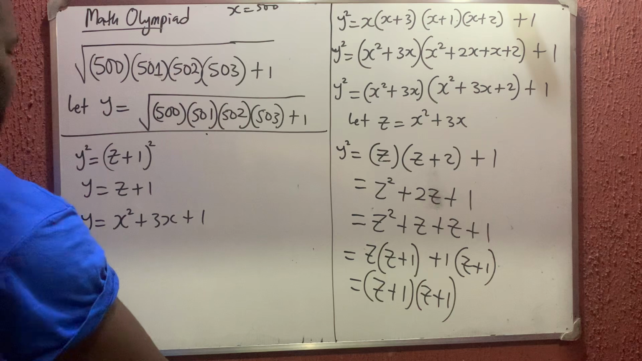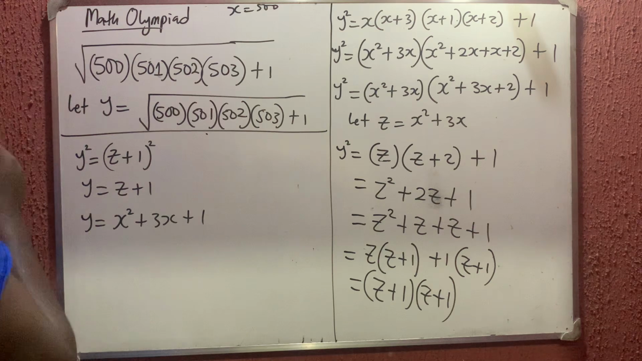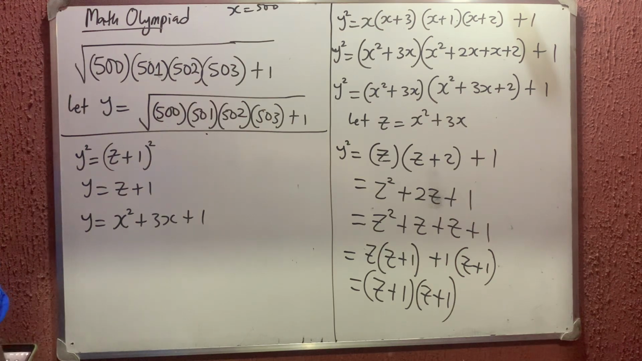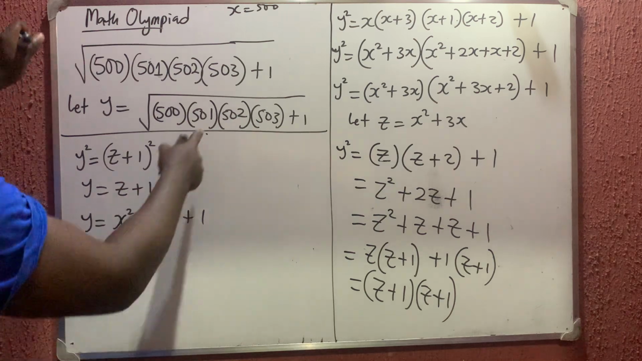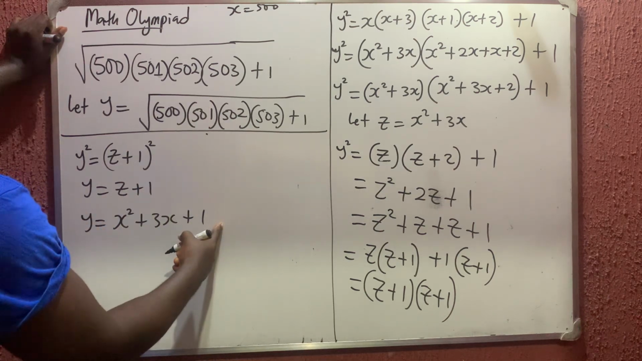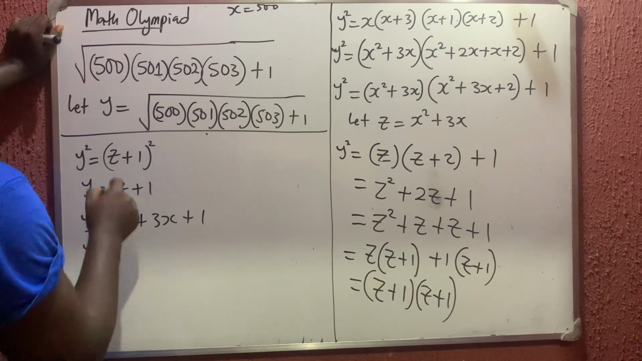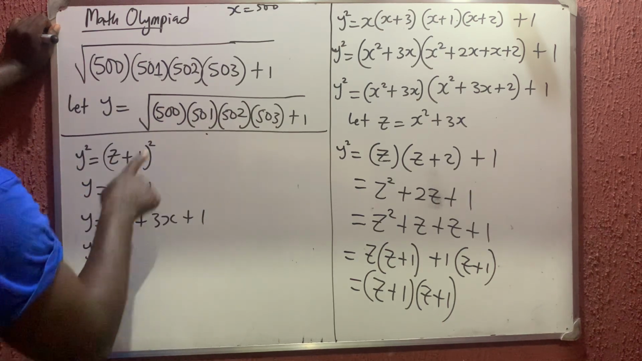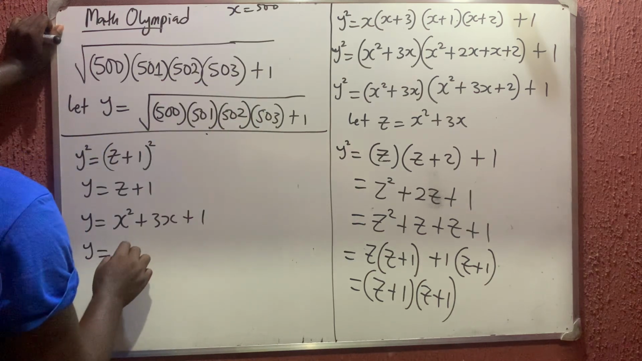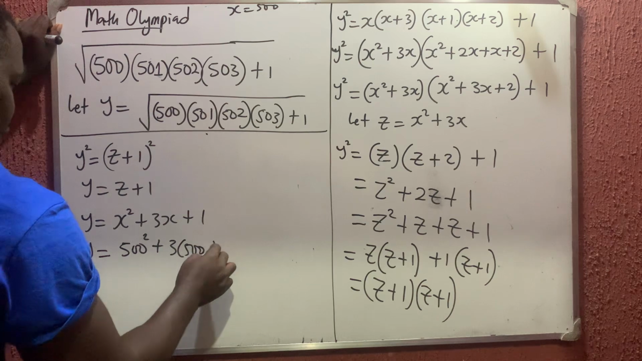Now, can we factorize this? Is this factorizable? No. Since it's not factorizable, we don't even need to factorize. So our y is equal to, you know that y is the whole question, and don't forget our x is 500. So I'm going to have 500 squared plus 3 into 500, then plus 1.